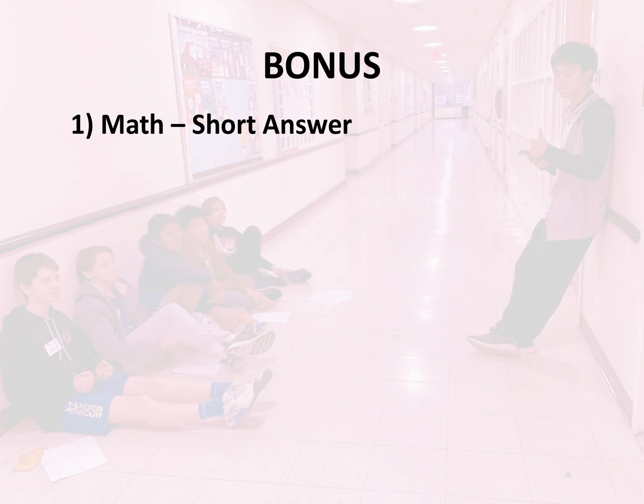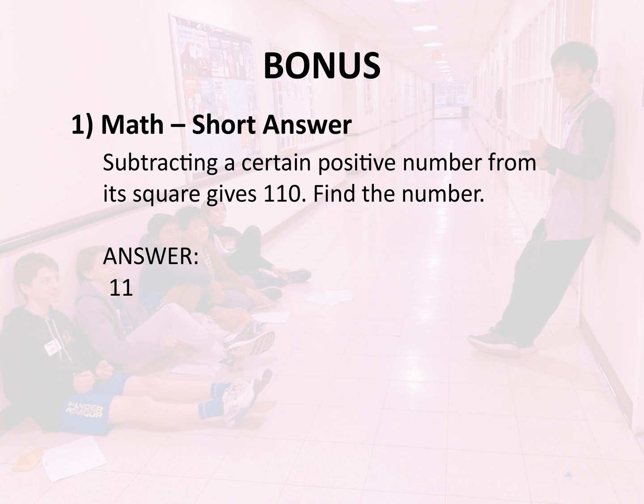Bonus 1. Math, short answer. Subtracting a certain positive number from its square gives 110. Find the number. Answer: 11.